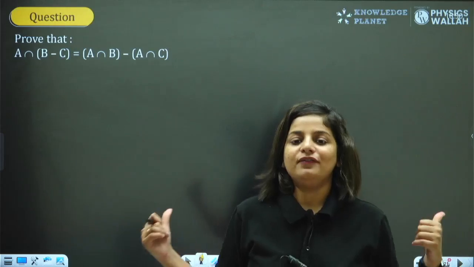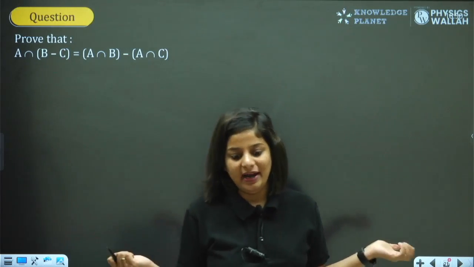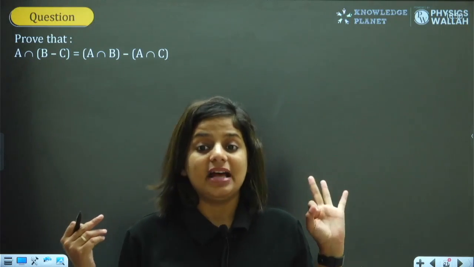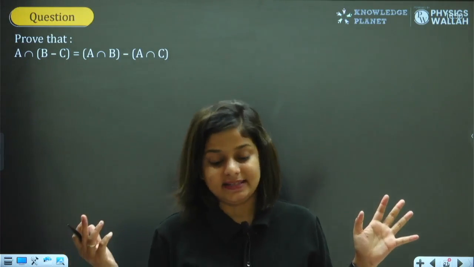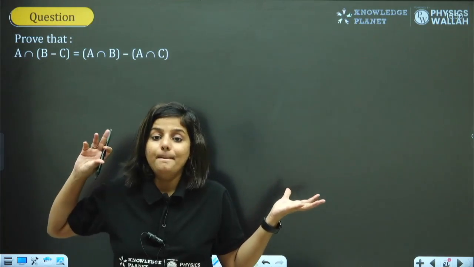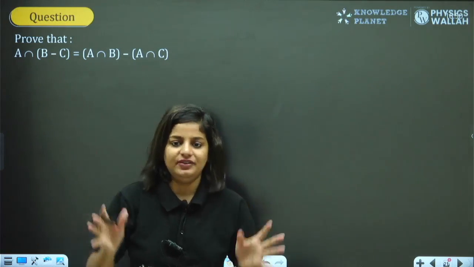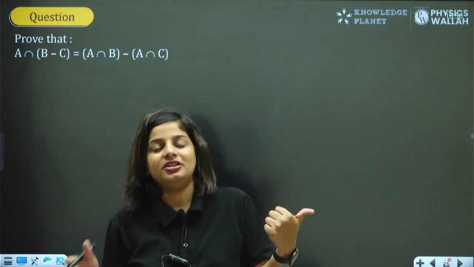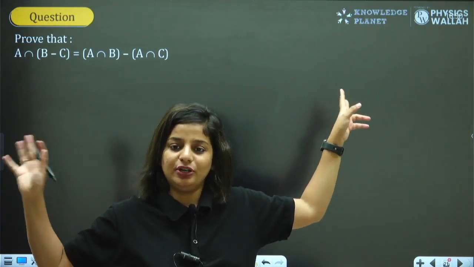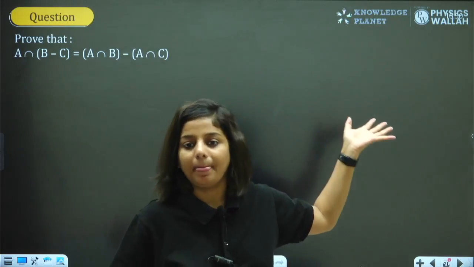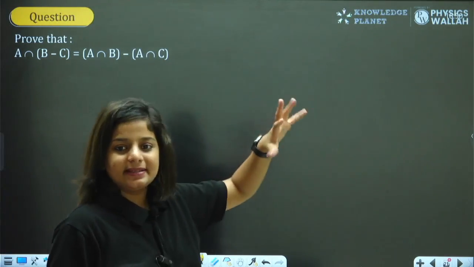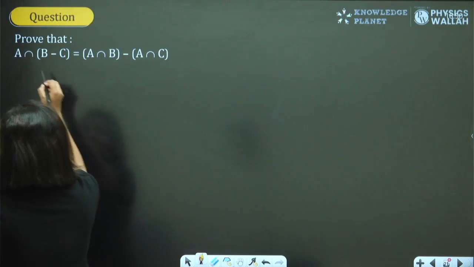Now these kinds of questions can be proved using a Venn diagram or using properties, the laws that you studied. If they've mentioned to prove using a Venn diagram, then definitely you have to use the Venn diagram. If they mention just proof, it's your choice. You can go by properties or Venn diagram. Let's do it by properties.